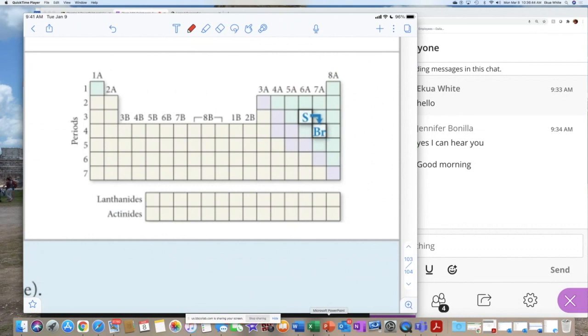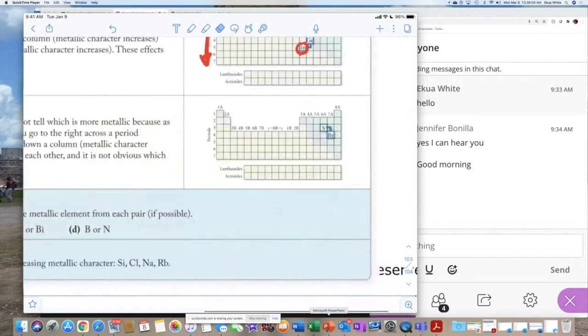Okay, with this one here, if we use the top left right rule, it would say S is more metallic. If we use the top bottom rule, it would say Br is more metallic. Since we can't use the rule, it falls apart here. As before, we'll perform an experiment.